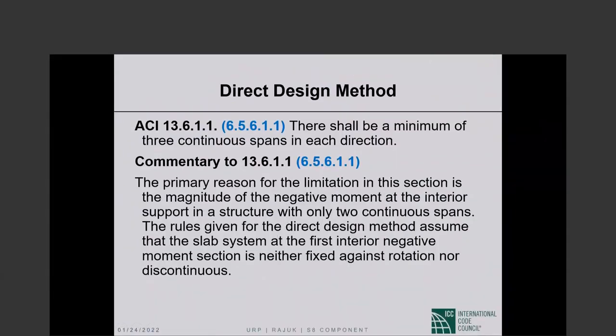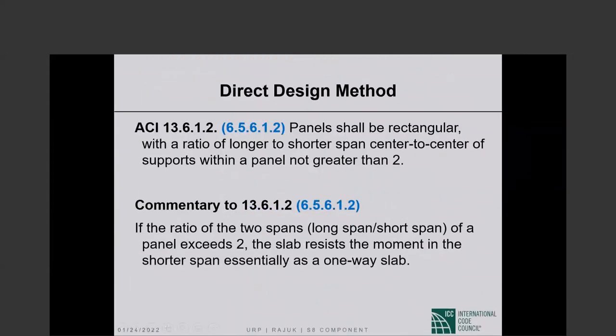First limitation, there shall be a minimum of 3 continuous spans in each direction. And why that is necessary is in the commentary, which I will let you read. Panels shall be rectangular with a ratio of longer to shorter span, center to center of supports within a panel, not greater than 2. You know why not greater than 2. Okay? Panels shall be rectangular with a ratio of longer to shorter span not greater than 2.